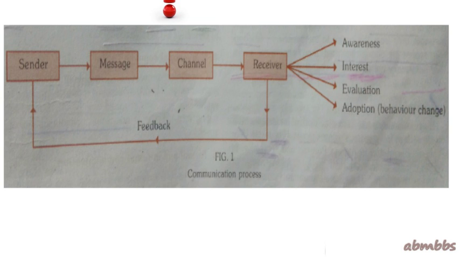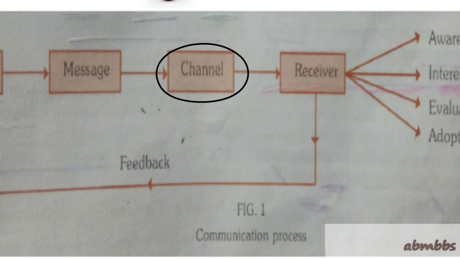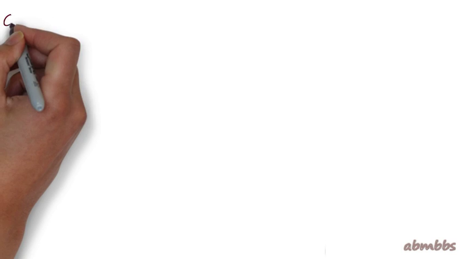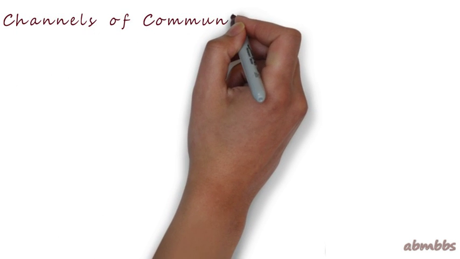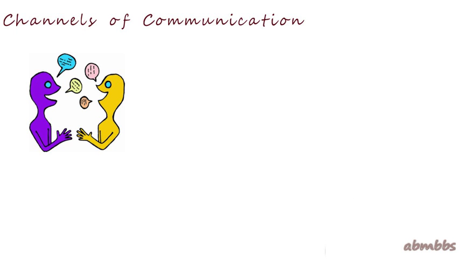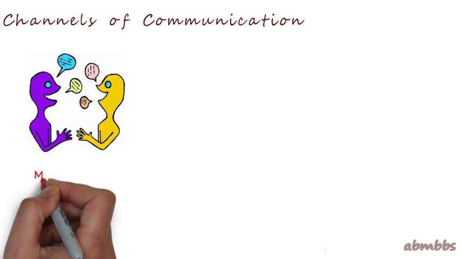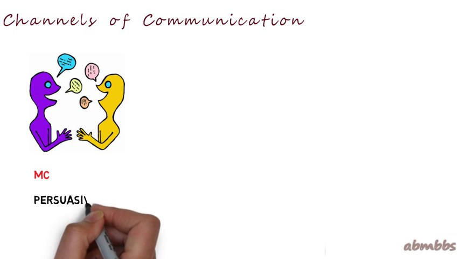Then, what is this channel thing? Channels of communication are the media of communication between two individuals. So, what are the different channels of communication? First is interpersonal communication. It basically means talking face to face. It is the most common means of communication and is the most persuasive.